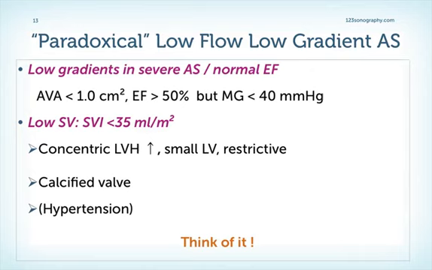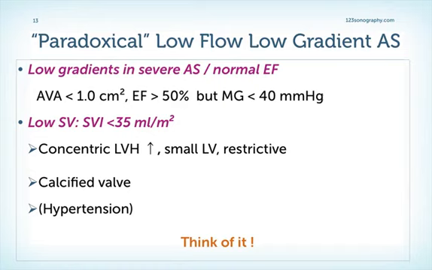Only recently, the new entity of paradoxical low flow, low gradient aortic stenosis has been described. So what is that? In these patients, we have severe aortic stenosis with only low gradients despite normal ejection fraction. So these patients actually have a valve area below 1, an EF above 50%, but still the mean gradient comes up to only below 40. So how can that be?